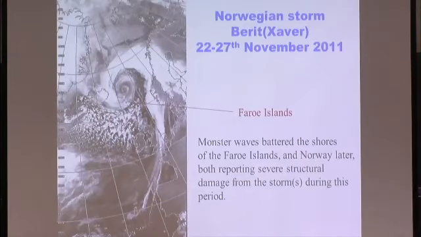Let me start with a simulation we have done of the Norwegian storm Berit, which some call Xaver, which happened last year in November and hit the Faroe Islands, a tiny island up here. You could take the point of view that not that many people live there. The waves hitting the shores of the Faroe Islands were really quite large, up to 15 meters, and they caused major destruction. It's a typical case for November storms in Europe.